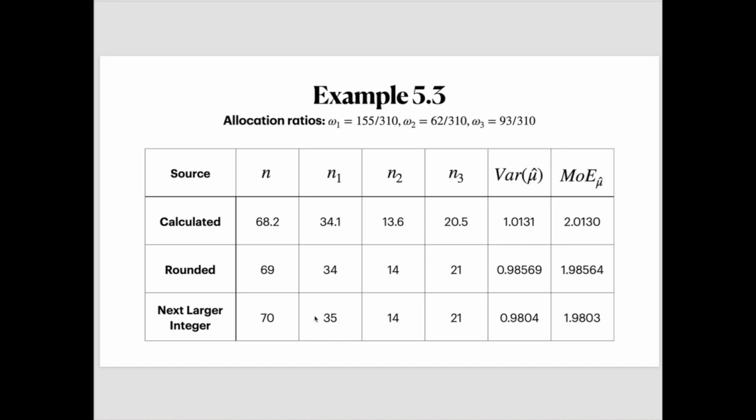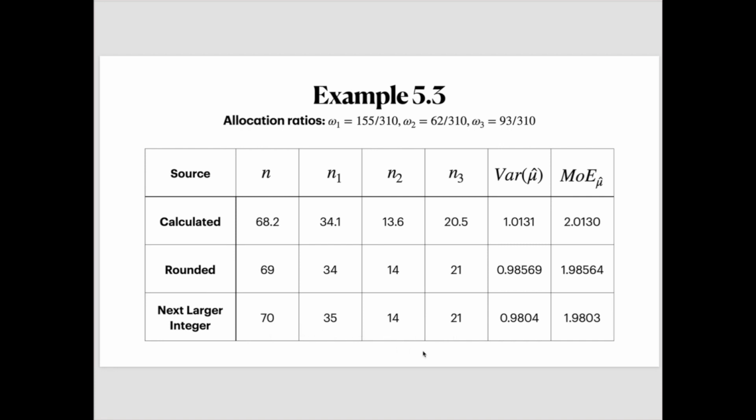Now, we could also use the approach where we use the next larger integer for each of these 3 sample sizes. Any sample size having a decimal portion, we could take up to the next larger integer. So if we do that, we would go up to 35 from 34.1. From 13.6, we would obviously go up to 14. And from 20.5, we would go up to 21. So if we do that, then we have an overall sample size of 70 observations. And by the way, with that, that does preserve the allocation ratios.